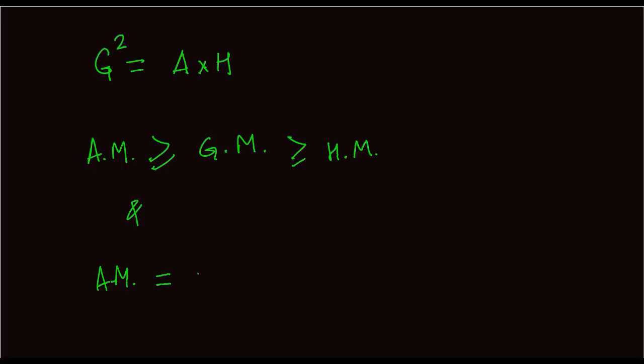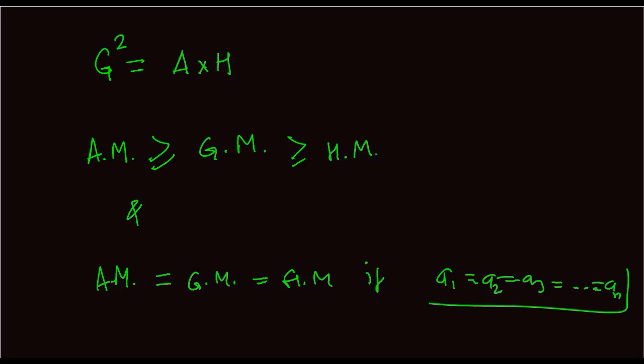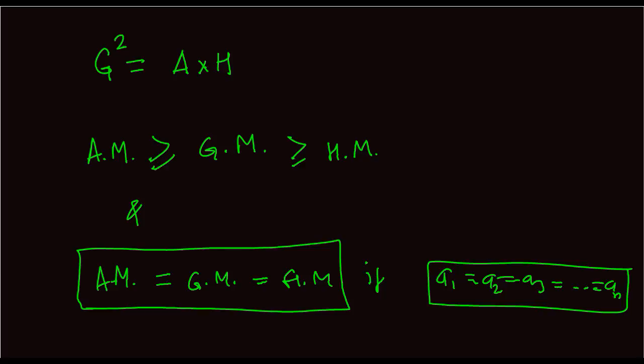When will these be equal? AM will be equal to GM will be equal to HM if and only if A1 is equal to A2 is equal to A3 is equal to all the n terms. If all the n terms are equal, then AM will be equal to GM will be equal to HM.